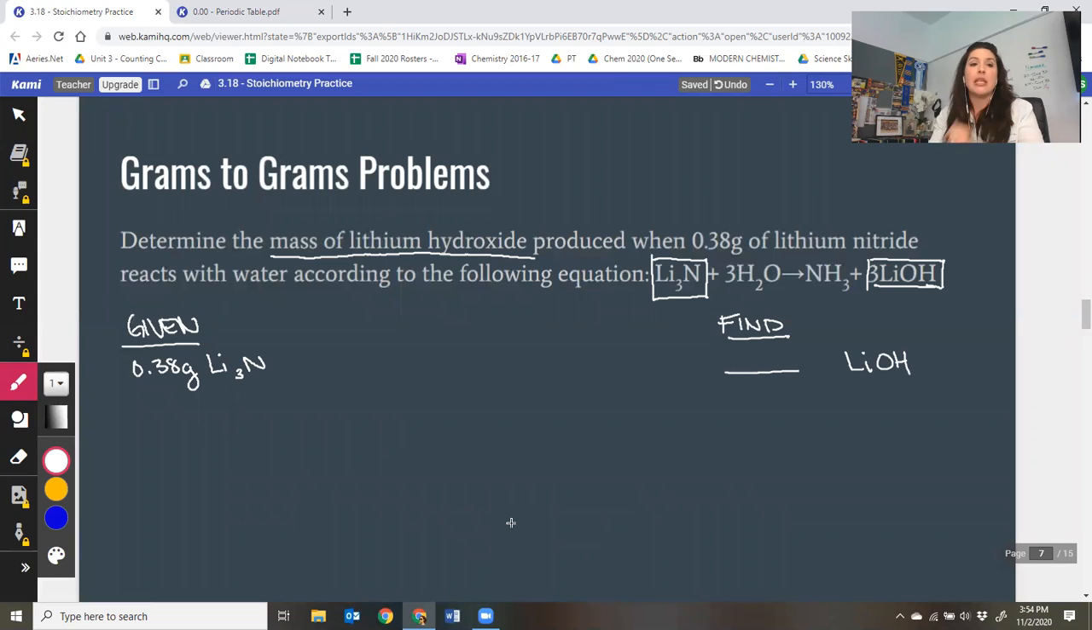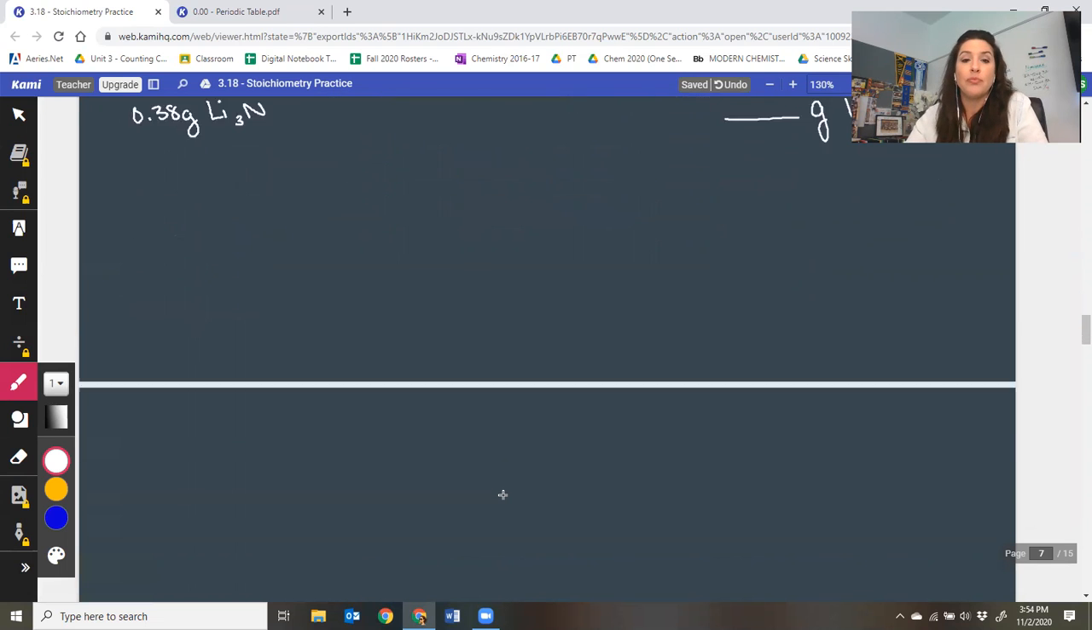But here's an interesting thing. A lot of students get tripped up here. It says determine the mass. And they say, well, I don't know how to find the mass. You do. Remember, mass is the units of grams. So we're trying to find the amount of grams of lithium hydroxide that will be made. So let's take a look at our map and see what steps we have to do.